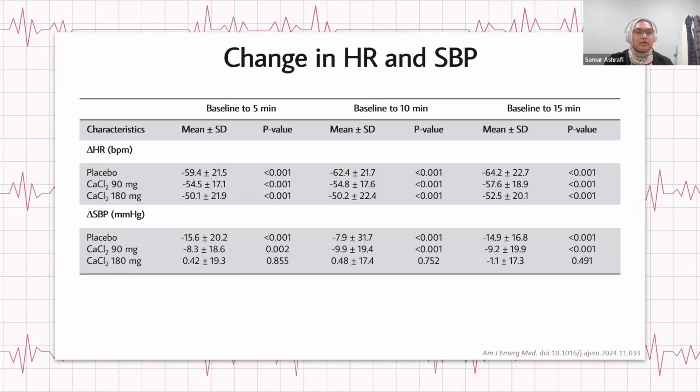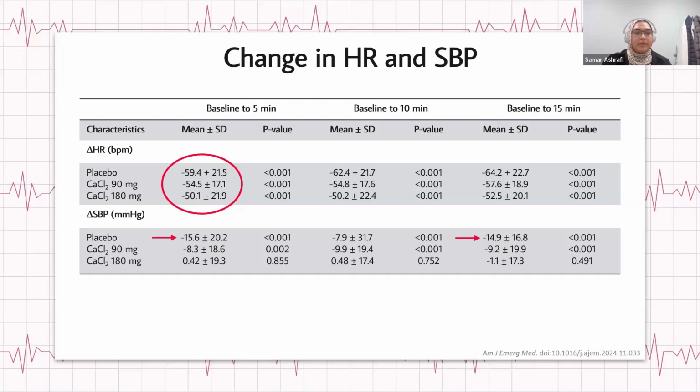So looking at their results, you can see that the first column here, which is the change in heart rate at 5 minutes from baseline amongst all three interventions, did have a significant reduction across all three pretreatment groups, as well as all three time points. So at the 5, 10, and 15-minute mark, the biggest drop was, of course, in the placebo group, with a decrease of about 60 beats per minute, and then it substantially decreases to about 50, depending on if patients got 180 milligrams, and that carried on across all three time points as well.